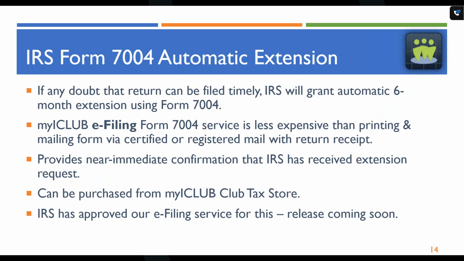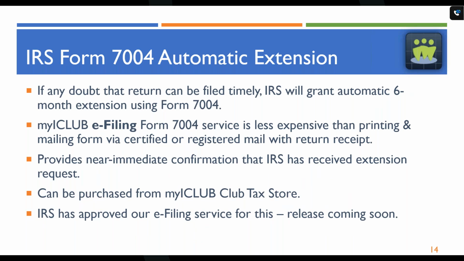The IRS will allow any taxpayer, including partnerships, to apply for an automatic 6-month extension. You do that using IRS Form 7004. We have a service that will let you submit an e-file that report, and it will cost you less than printing it and mailing it via certified or registered mail with return receipt. So $13, it's a real bargain. We'll give you near immediate confirmation that the IRS has received that extension request, and so you can purchase that from the Club Tax store. And we are an approved provider.